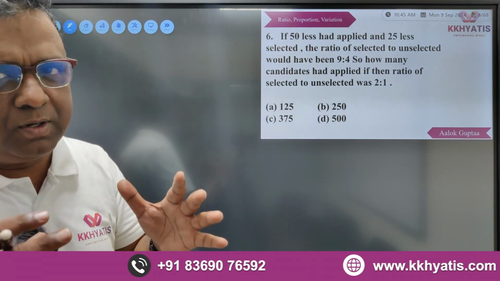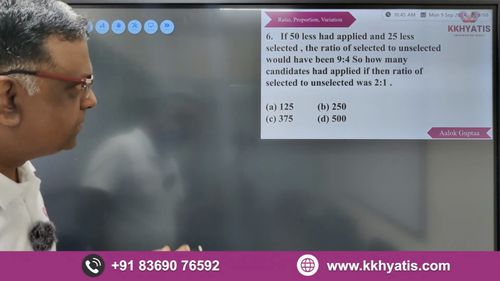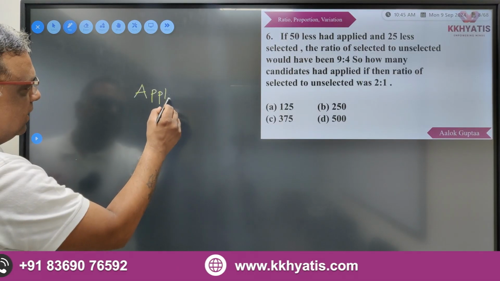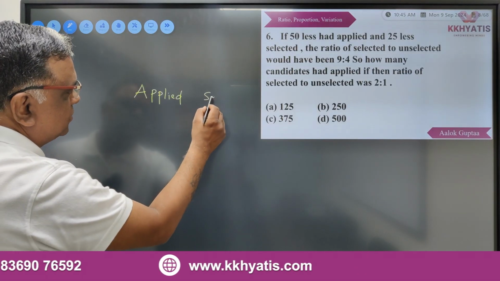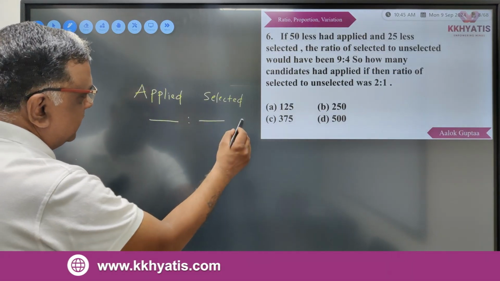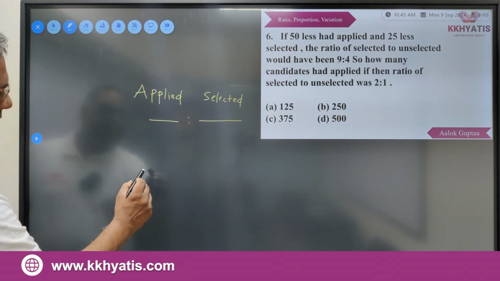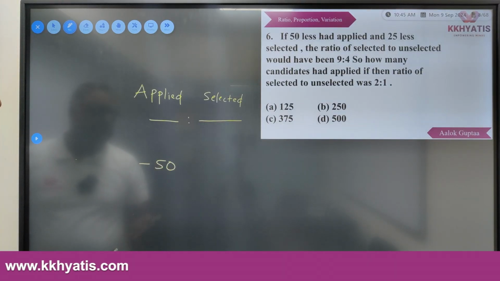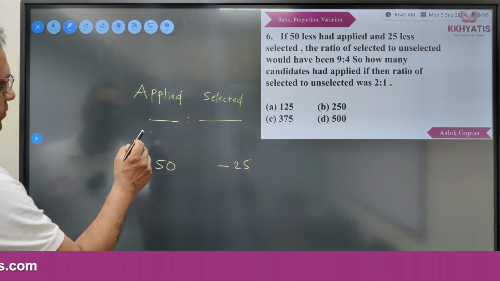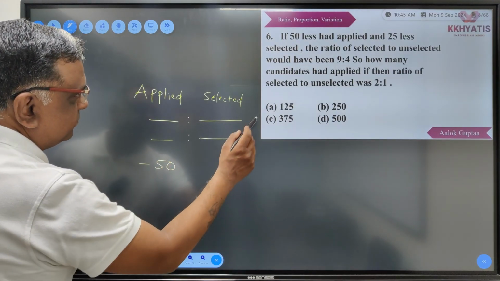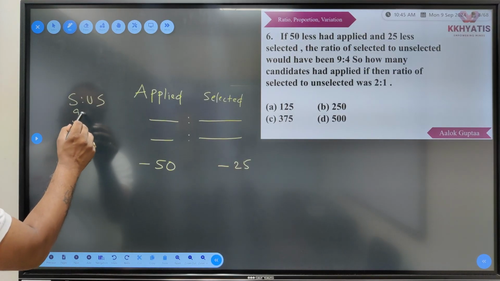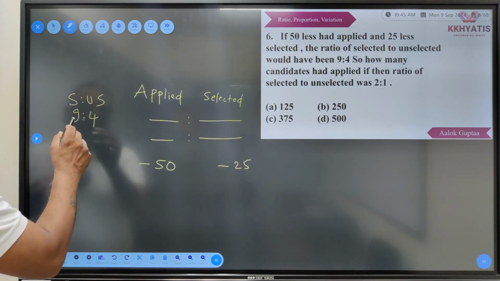तो we have to be little careful while writing down the ratios. So since the information is given on applied to selected on quantity, I will take the ratio of applied to selected only. So sum में क्या दे रखा है? If 50 less had applied, तो अगर 50 लोग less apply करते और 25 लोग less select हो जाते, तो इनका जो रेशियो होता सेकेंड सिनेरियो में सिलेक्टेड टू अनसिलेक्टेड का 9:4.